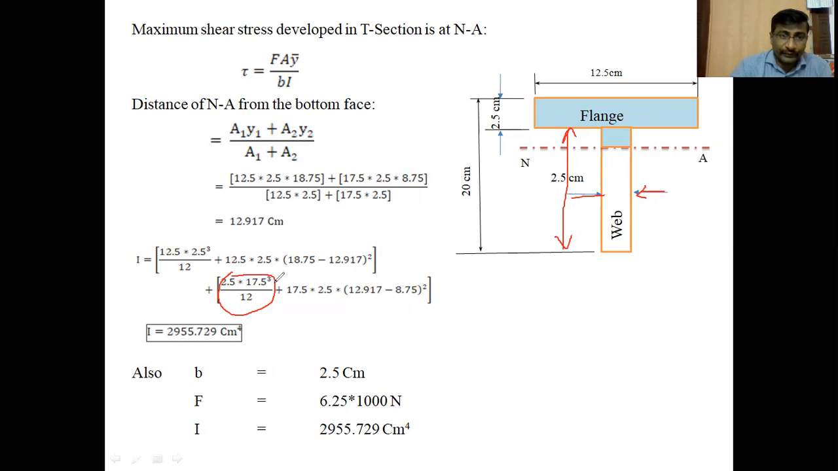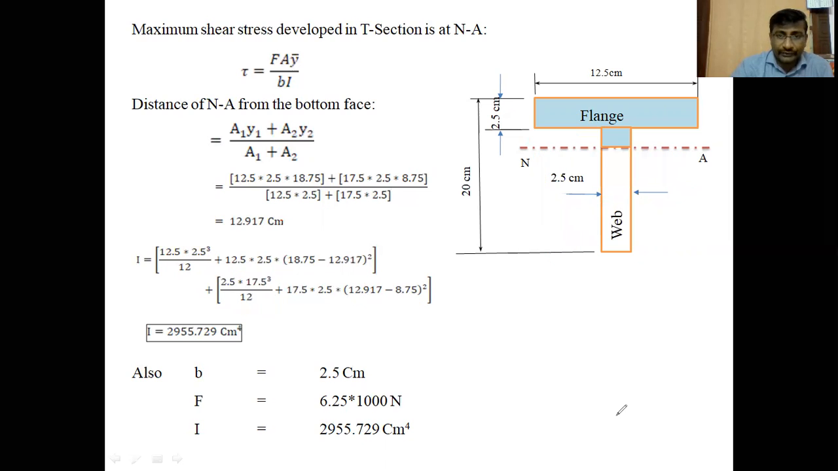So 2.5 into 17.5 whole cube by 12, which is bd³/12, plus the area of the web, 17.5 into 2.5, into y square. Y square means the center of gravity distance from the neutral axis, the distance between the two axes. The total distance from the bottom face to the neutral axis is 12.917. Clear, students? The center of gravity of the web is 8.75 from the bottom face. So 12.917 minus 8.75, whole square, is the distance between the two axes squared.